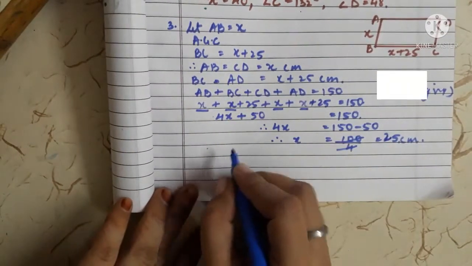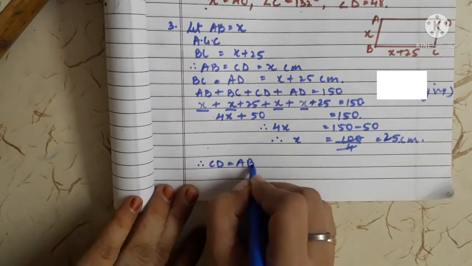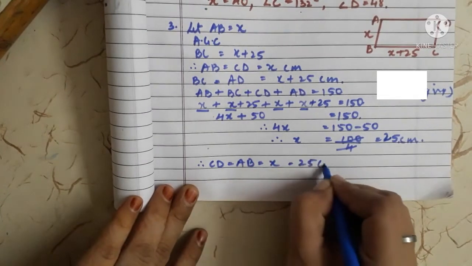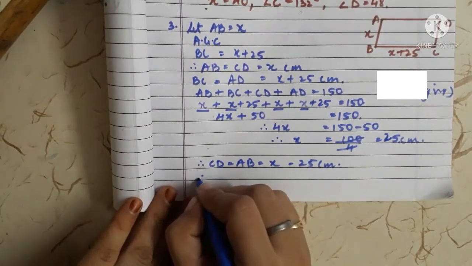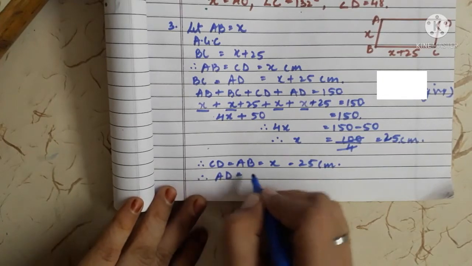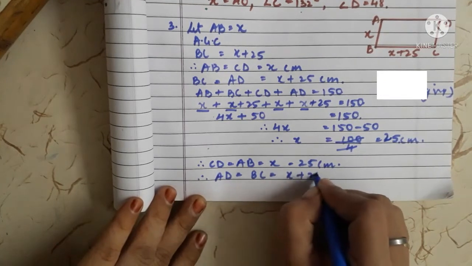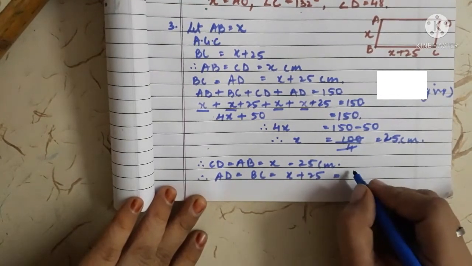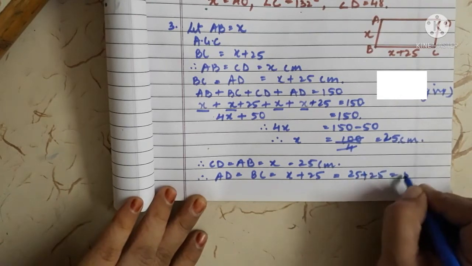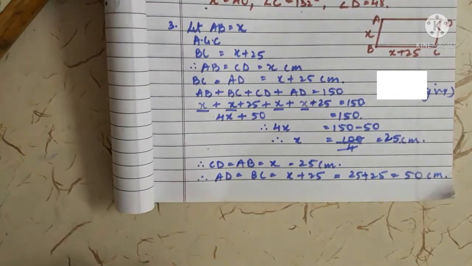Now we can write all the remaining sides. CD is equal to AB is equal to x, that is 25 centimeter, and AD is equal to BC is equal to x plus 25, that is 25 plus 25. So we'll get 50 centimeter. Hence we have got all the four sides.